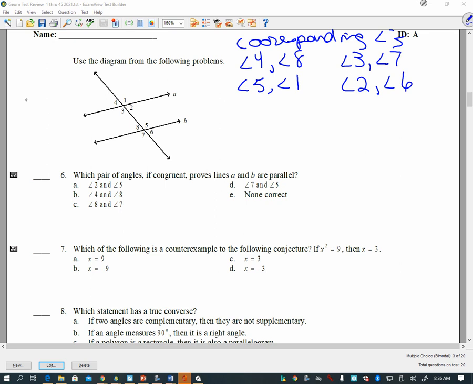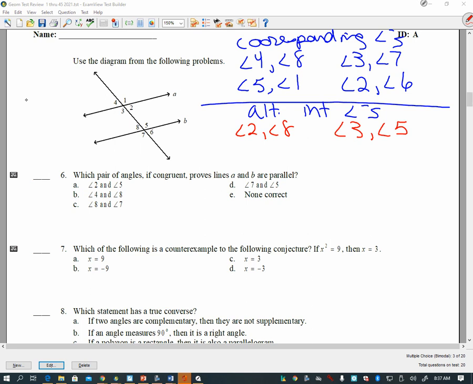Now what you see here, let's see, do we have any of those? We got 4 and 8, right? Okay. Now, let's say they give you a totally different question. Do you guys know enough about alternate interior angles to identify them? 2 and 8. Good. Angle 2, angle 8. Okay. Give me another one. Angle 3 and angle 5.